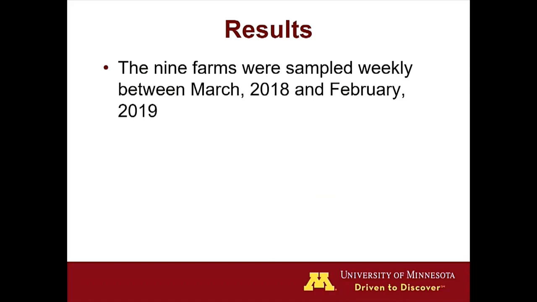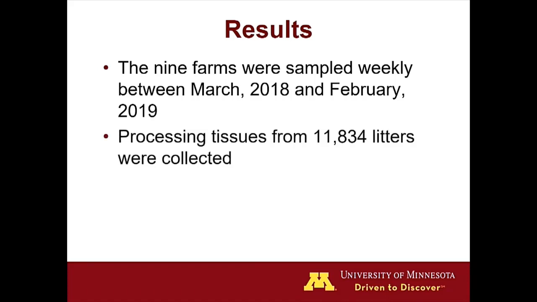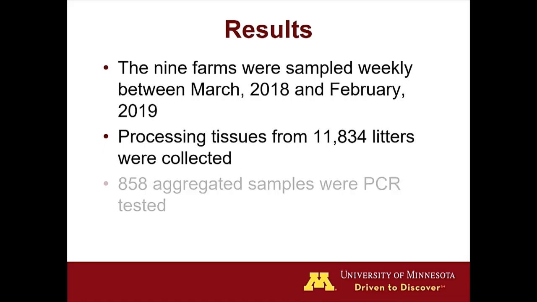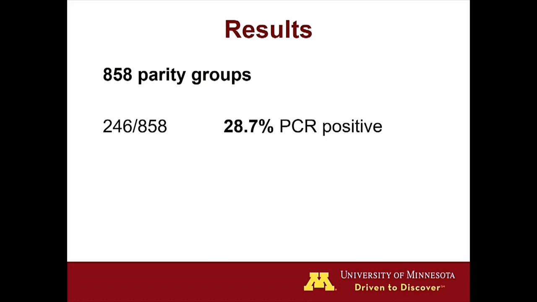So we have these 9 farms that were sampled weekly from March 2018 to February 2019. During this period of time, we collected around 2,000 liter samples, which were aggregated into 158 aggregated samples per parity. And all of them were PCR tested. Overall, we observed that 28.7% of the samples were PCR positive.